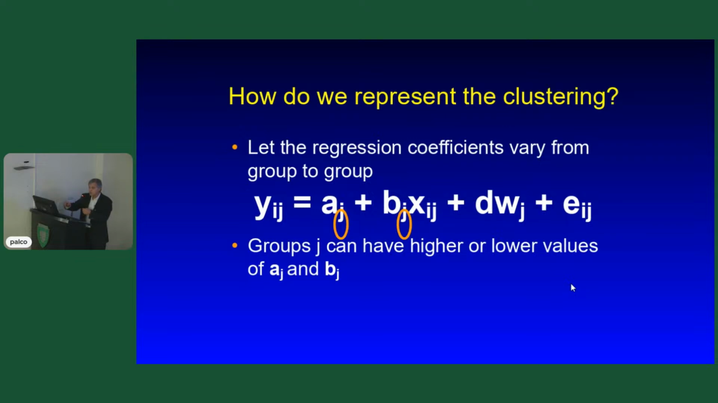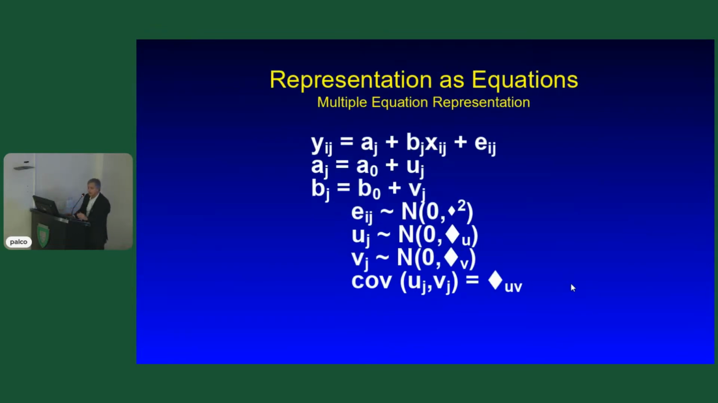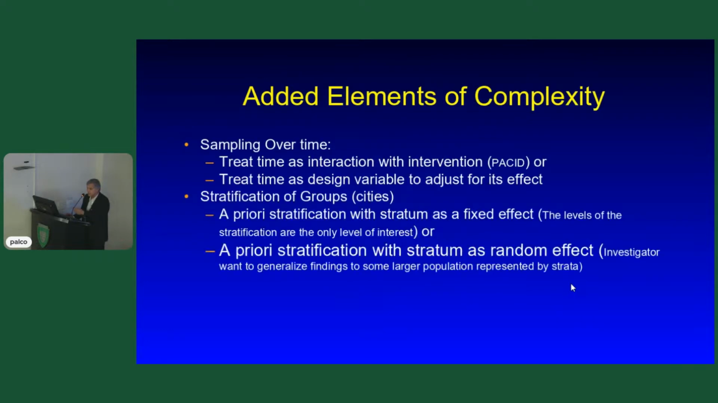Group J can have higher or lower values on A and B. A is the intercept and B is the main effect. So here, a little bit of that. You have 3 levels of variability, 3 distributions, and the covariance of these 2 is going to give a measure of the intra-class correlation. It's affecting your covariance estimate.